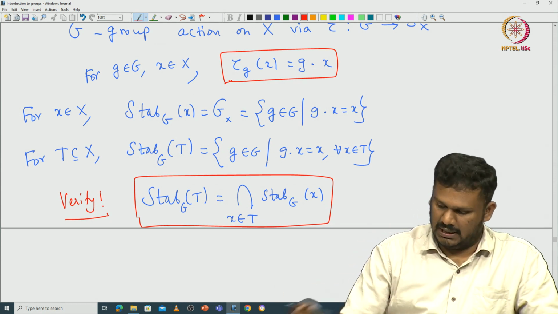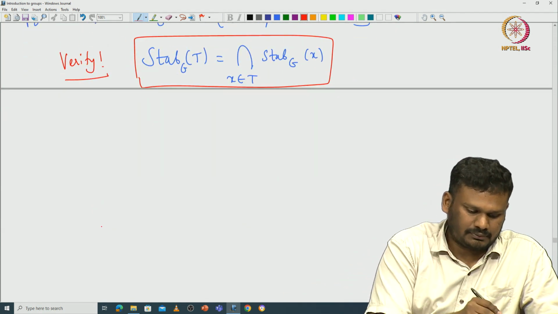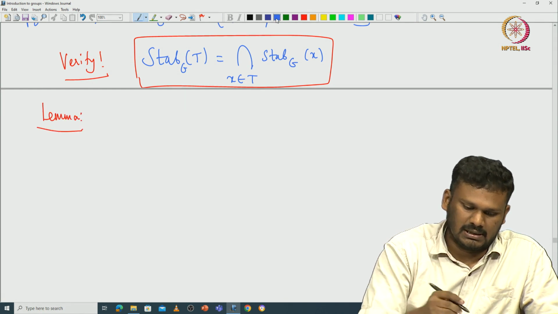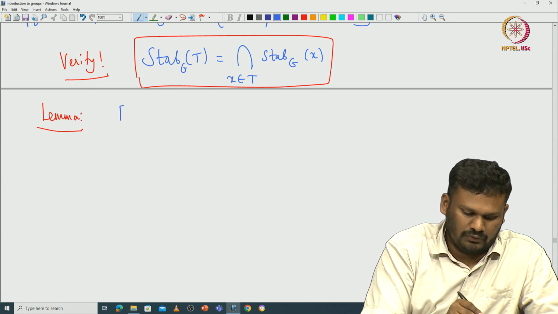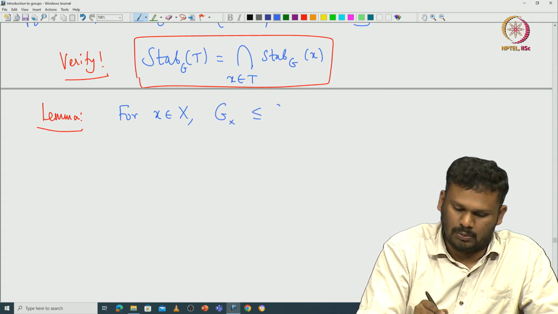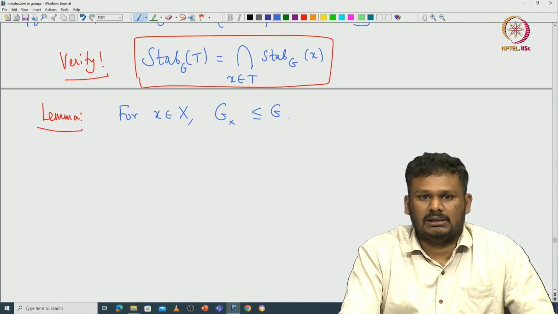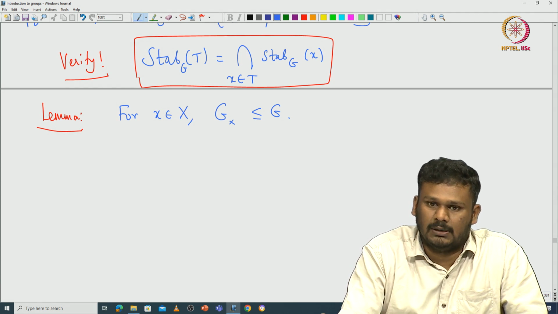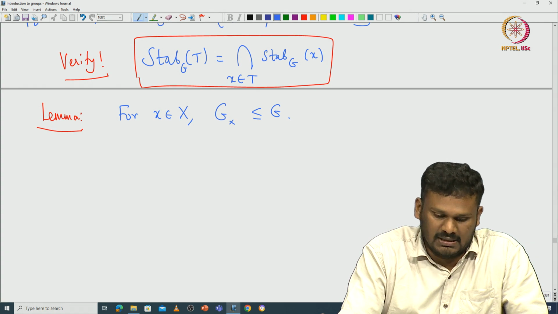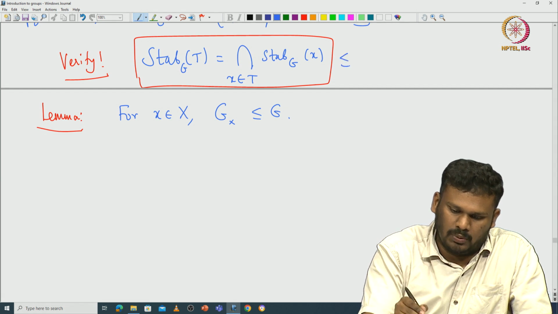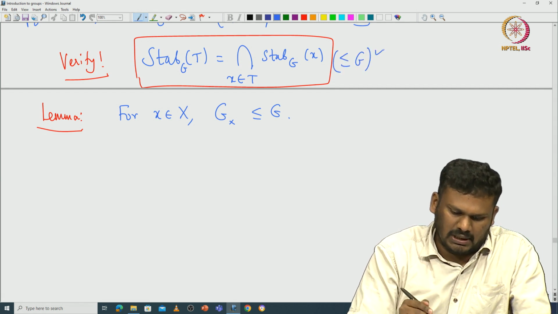Okay. So now we claim this stabilizer is indeed a subgroup. So here is a lemma. This stabilizer is indeed a subgroup of G. So for x in capital X, this G_x is a subgroup of G. Note that the stabilizer of capital T is nothing but the intersection of stabilizers of x, x in T. So an intersection of subgroups is a subgroup. So in particular, the stabilizer of T is a subgroup. So as a corollary, we get this is a subgroup of G. Okay. So let's prove this.